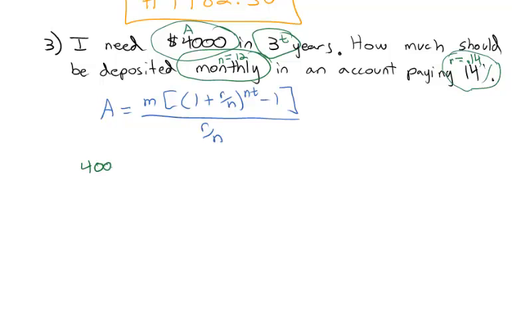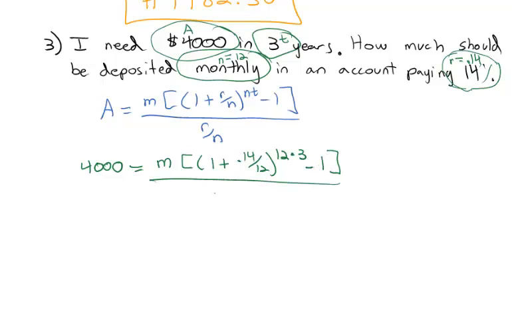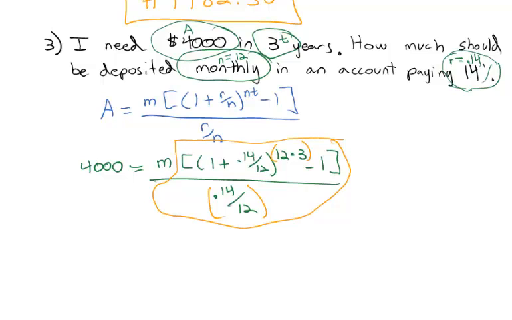Plugging that in, A is 4,000 equals M. We don't know the monthly payment. Times 1 plus 0.14 over 12 to the 12 times 3 minus 1 all over the rate, 0.14 over 12. And again, we're going to remember the extra set of parentheses as we type it into our calculator. And we're going to have our calculator do this ugly fraction stuff because we're just going to have that stuff times M. Divide both sides by that stuff and we'll know what the monthly payment is.